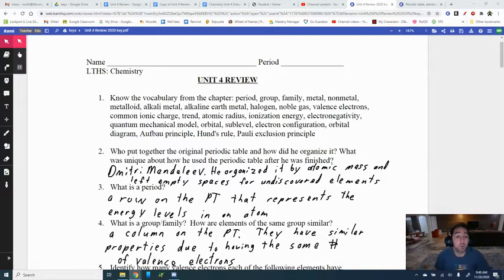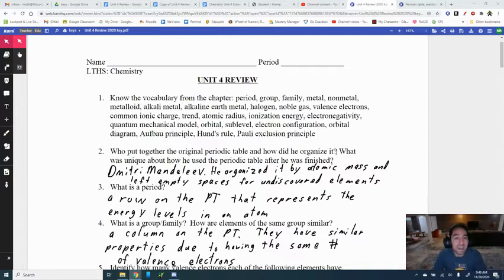So first actual question, who put together the periodic table and how did he organize it? So that was Dmitry Mendeleev. Dmitry Mendeleev was the first one to actually put all the elements into one cohesive table. He organized it based on the atomic mass. Now that is different to how the periodic table is organized now. The periodic table is organized now by atomic number.